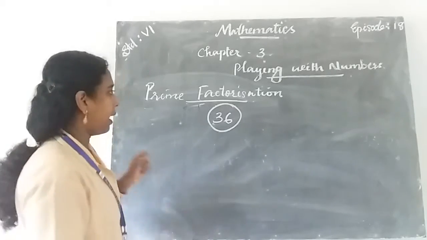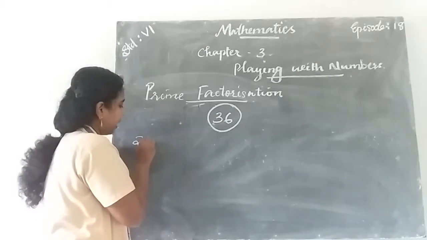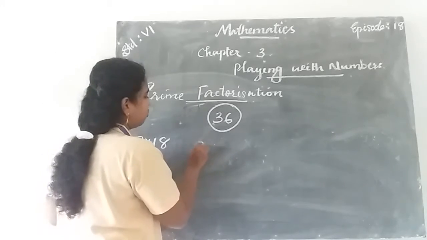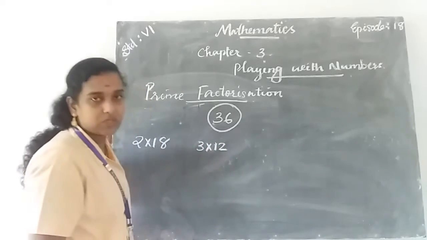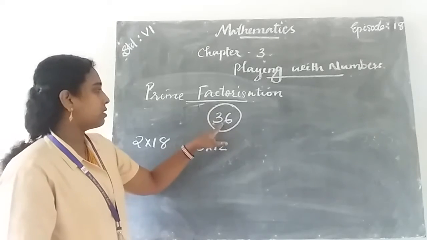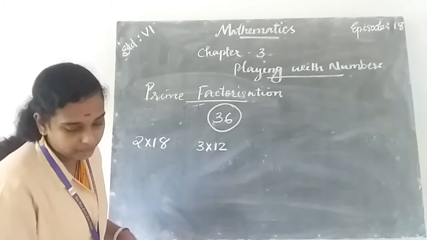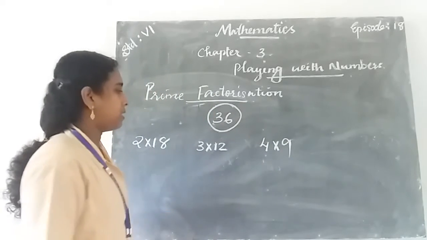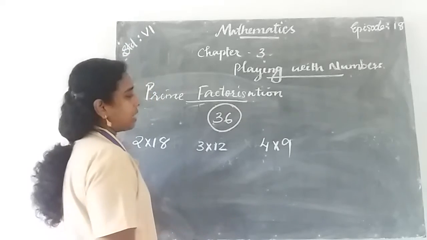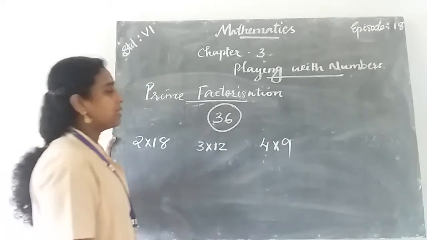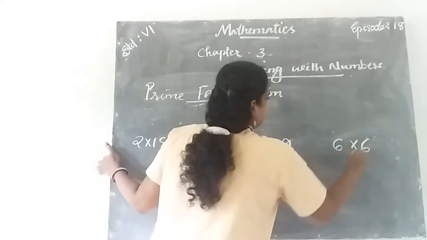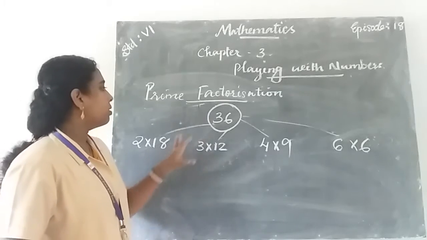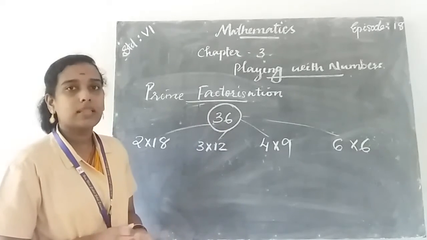So we take 2 and 18. The product of 2 and 18 gives 36. And 3 into 12: 3 twos are 6, one 3 is 3, so we get 36. The product of 4 into 9 also gives 36, and 36 can also be factorized as the product of 6 into 6. These are the methods used in the factorization of 36.